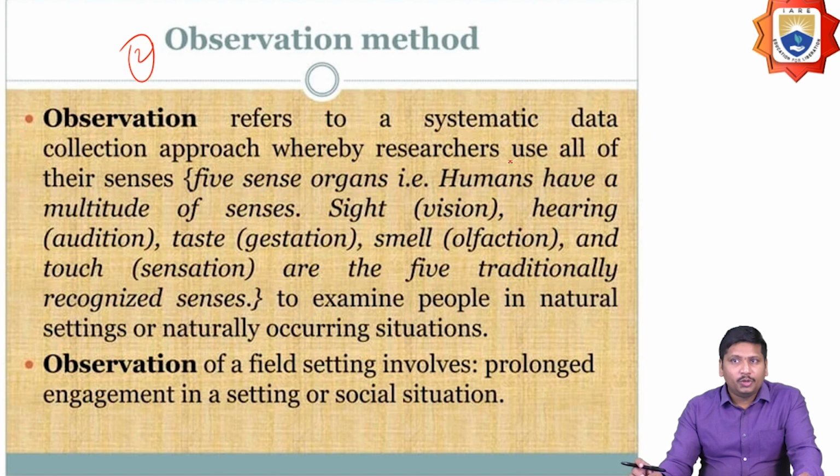Here observation refers to the systematic collection of data, where researchers use their senses, the five senses we have, in order to examine people in natural settings or naturally occurring situations. This observation is a very difficult one. What we observe and what we record is important, and observation is also done while conducting the experiments itself. During experiments you have to focus and concentrate on what values you have to take, and if anything is missing, it may lead to different problems.